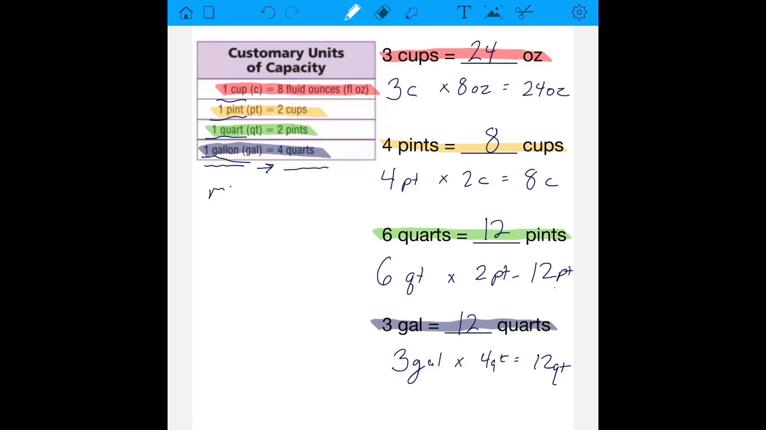I am moving left to right. That means multiply.